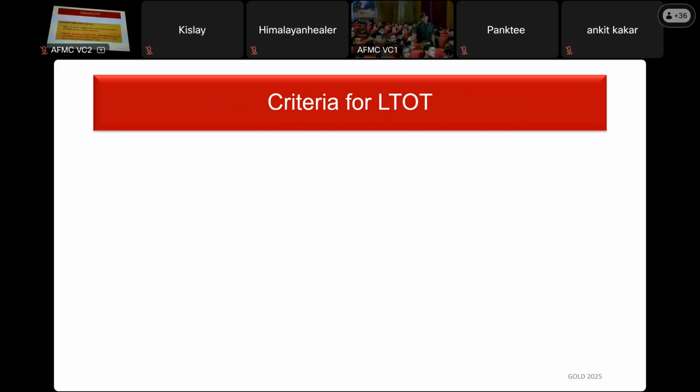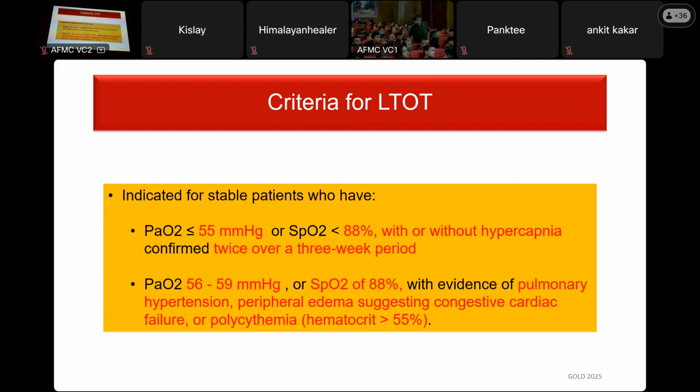Next. So LTOT is indicated if the PaO2 is less than 55 millimeter of mercury or the SpO2 is less than 88. That should be confirmed twice over a period of 3 weeks. Or if the PaO2 is between 56 to 59, then there should be evidence of pulmonary hypertension or the PCV must be increased. That means there must be polycythemia.